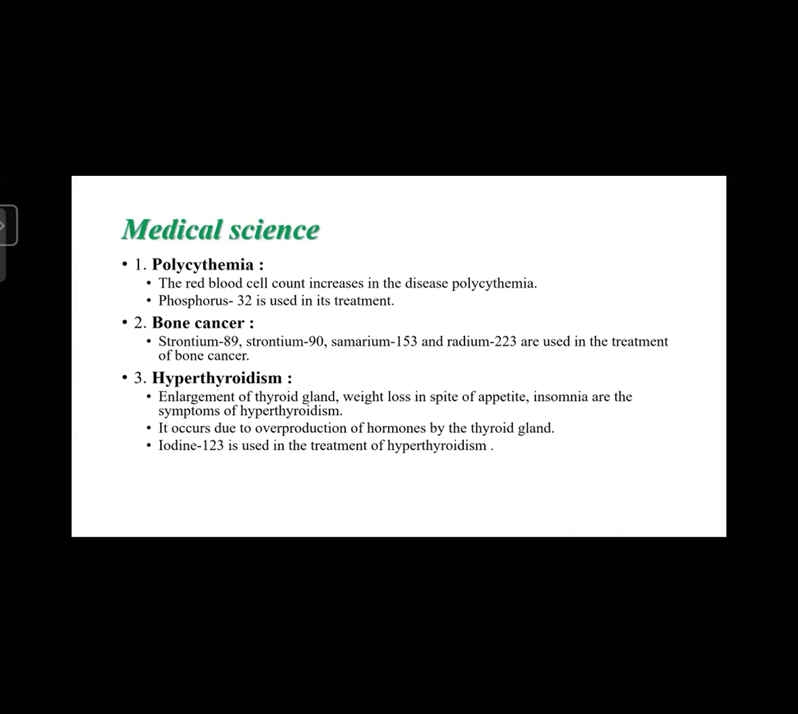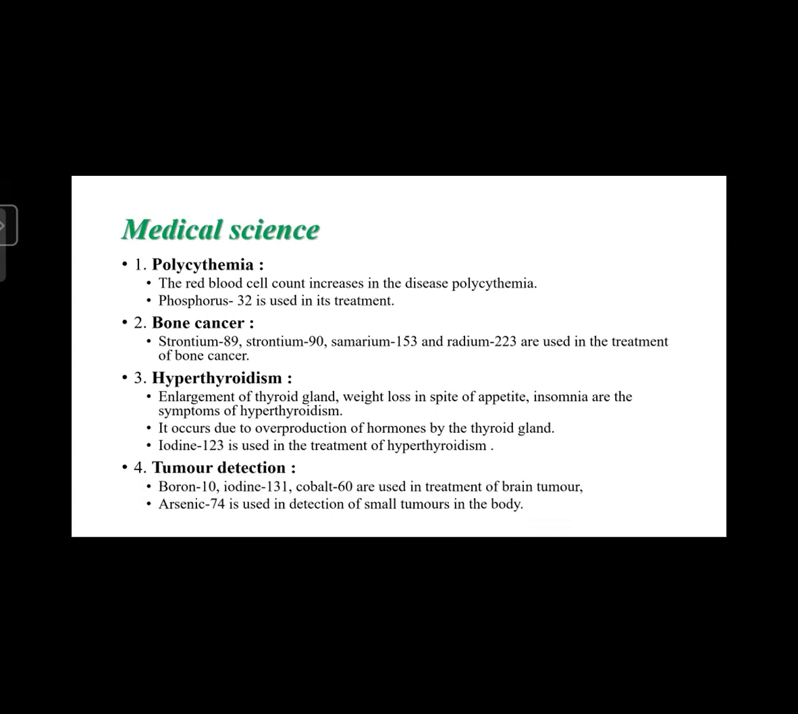Hyperthyroidism: the enlargement of the thyroid gland, weight loss in spite of appetite, and insomnia are some of the symptoms of hyperthyroidism. It occurs due to overproduction of hormones by the thyroid gland. Iodine 123 is the best treatment for hyperthyroidism. Tumor detection: boron 10, iodine 131, and cobalt 60 are used for the treatment of bone tumor. Arsenic 74 is used for detection of small tumors in the body.